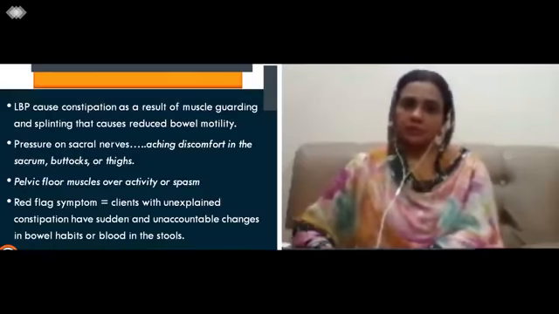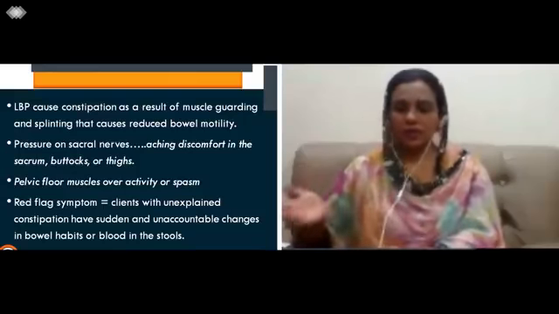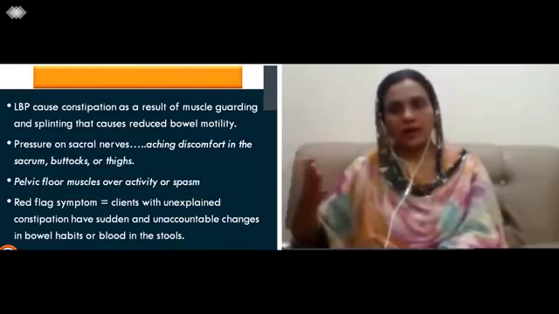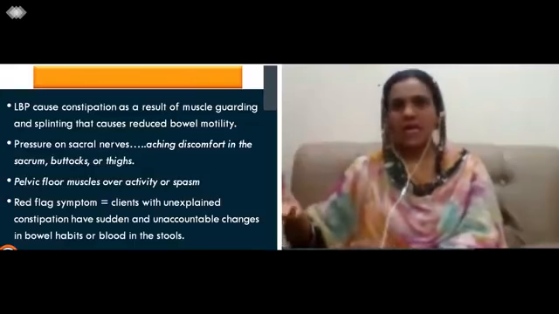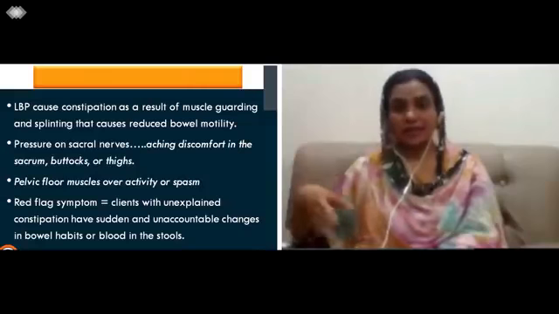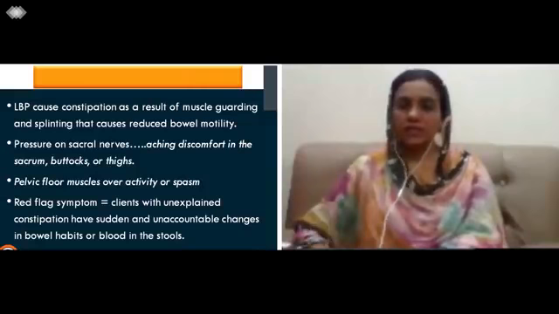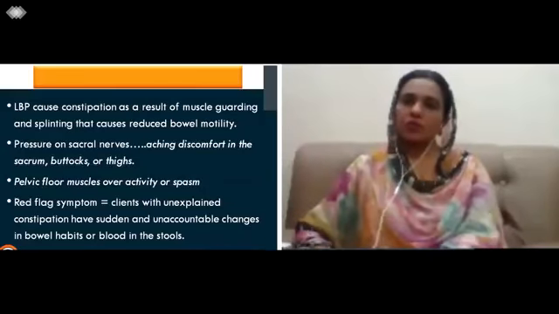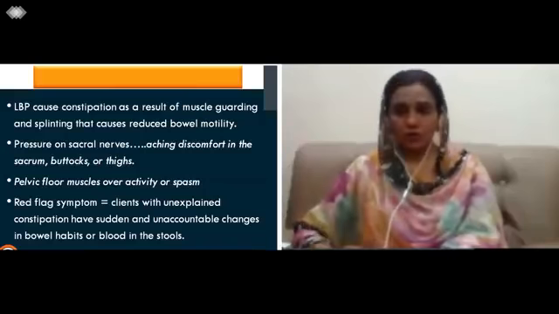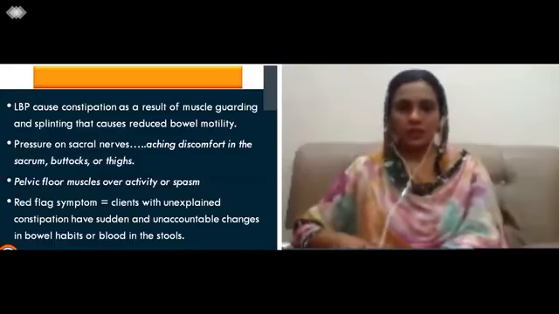On the other hand, we said that constipation can cause low back pain, and if the patient is having low back pain, then as a result the patient will have muscle guarding and splinting, and that muscle guarding and splinting will cause a reduction in bowel motility, and that reduction in bowel motility will cause constipation. So these are vice versa. Low back pain can also cause constipation, and constipation can cause low back pain. So a vicious circle will start there.